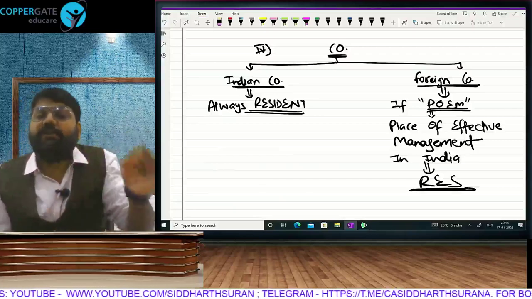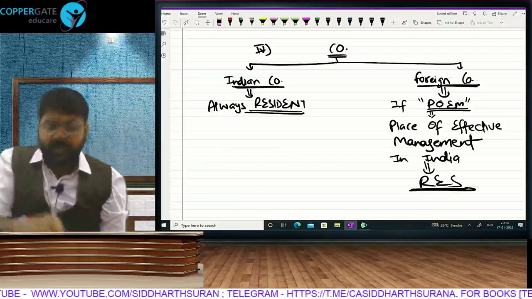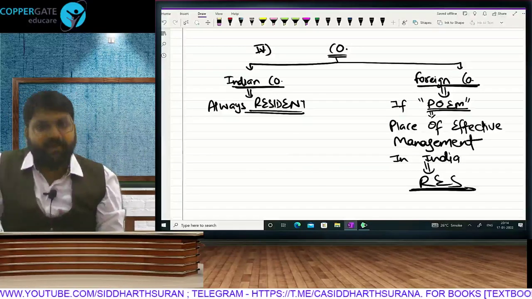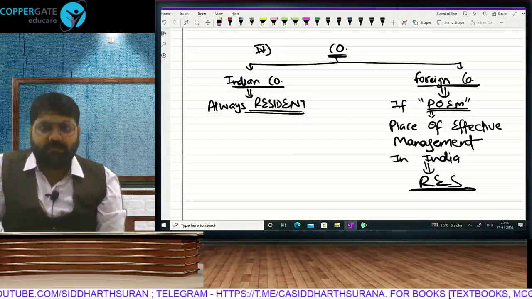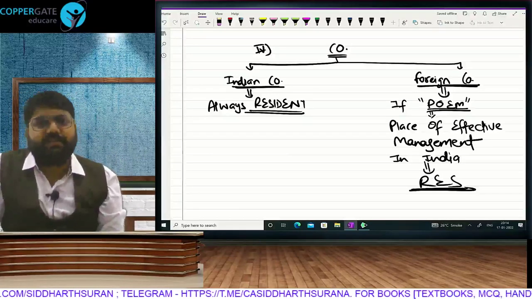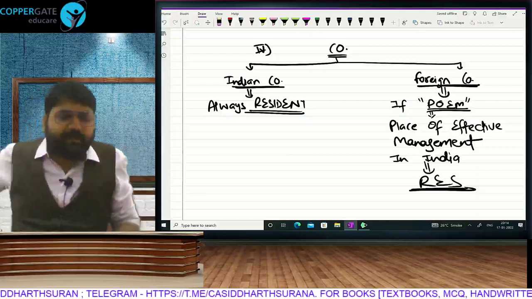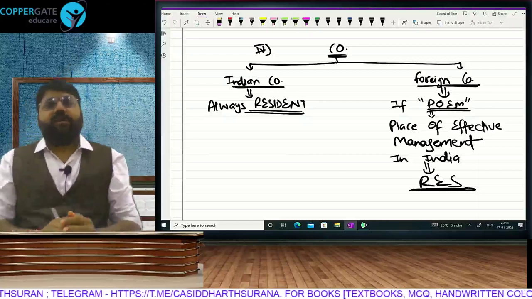Only in CA final, if you take the elective paper international tax, you are required to read that, because that is an open book paper. You don't have to learn it. You are required to read that circular on POEM. Otherwise, POEM is not taught even to CA final students.